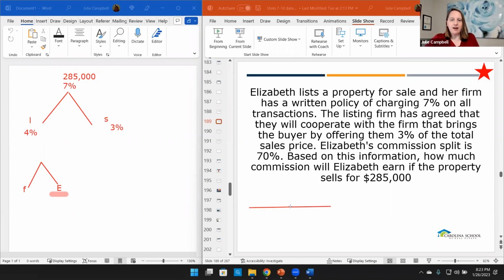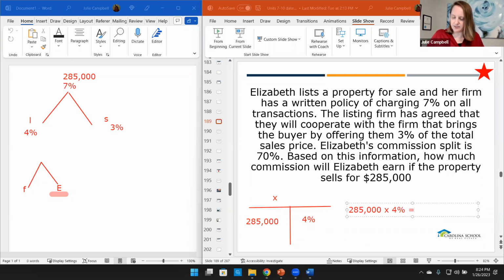So now we need to figure out how much the listing side gets. I know my total commission. I know I'm working down the map, so I can multiply, but I also know that I can use a T-bar. 4%. And what we're solving for is the list side commission. Up, down line on the T-bar means multiply. So on our calculators, we're going to say 285,000 times 4%.